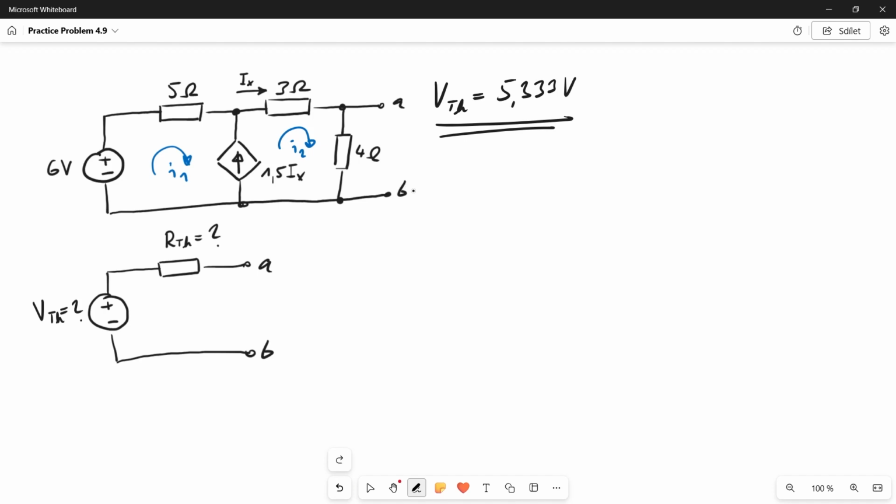Now we need to calculate the Thevenin resistance. The Thevenin resistance is just the input resistance on these two terminals. Now, how do we calculate it? First, we turn off all independent sources in the circuit. Here we have just this 6-volt voltage source. So if we replace it with a short circuit, we are going to get this circuit.